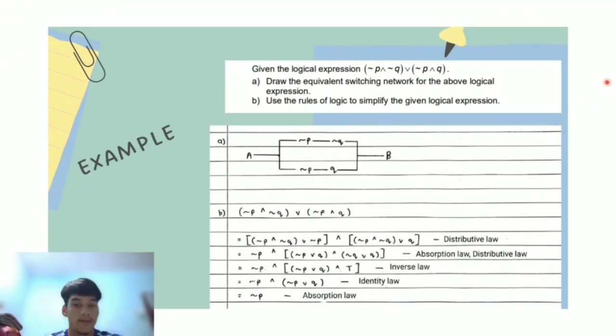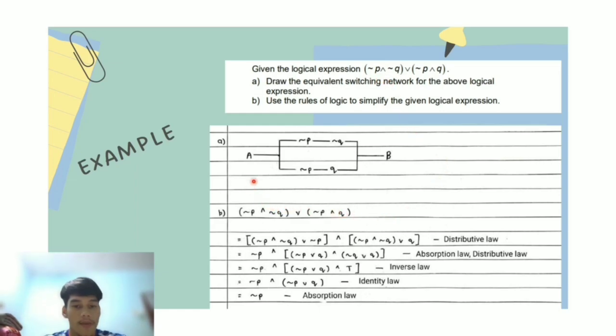Example 1. Given the logical expression not P conjunction not Q, disjunction not P conjunction Q. A. Draw the equivalent switching network for the above logical expression. So we need to know that disjunction is a parallel circuit and conjunction is a serial circuit.